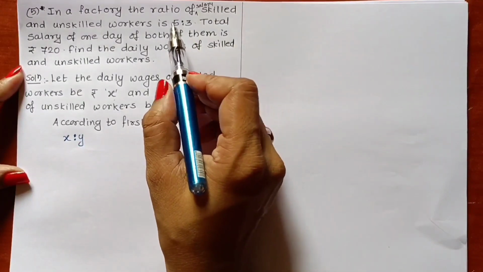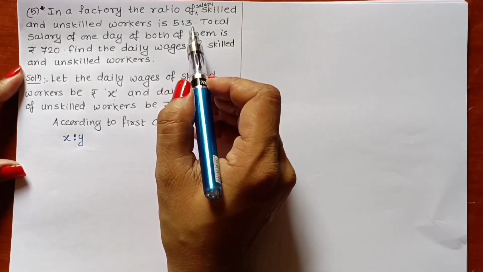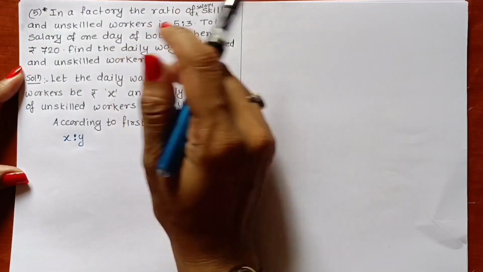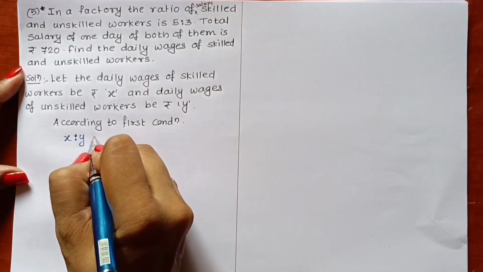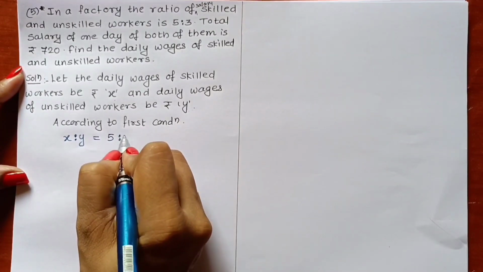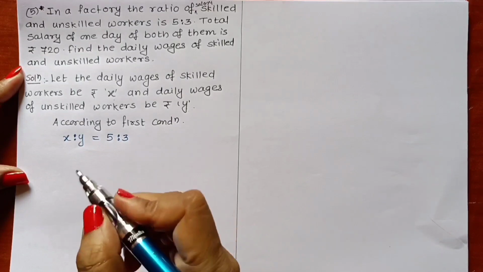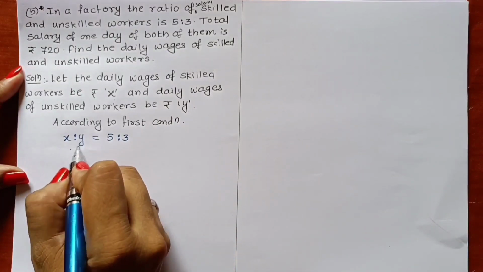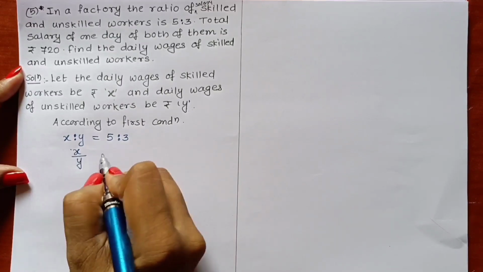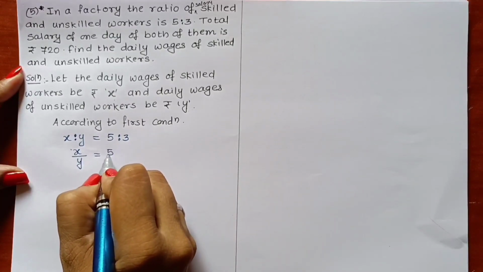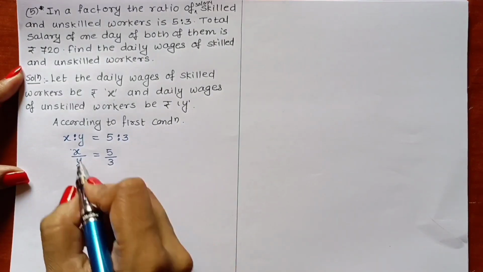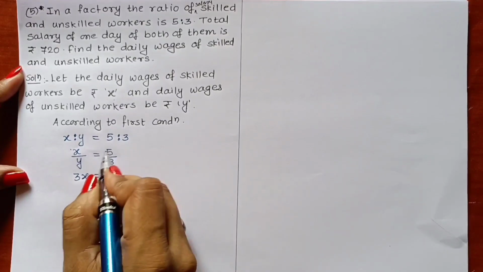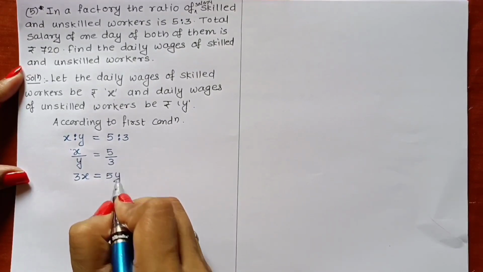But in the sentence it is given 5:3. So our ratio and the condition given in the sentence should be equal. That means x ratio y should be equal to 5:3. Correct? And ratio means what? Division. We have to write it in the format of division. x ratio y means x upon y. And 5:3 means 5/3. Now cross multiply. 3 into x will be 3x is equal to 5 into y will be 5y.